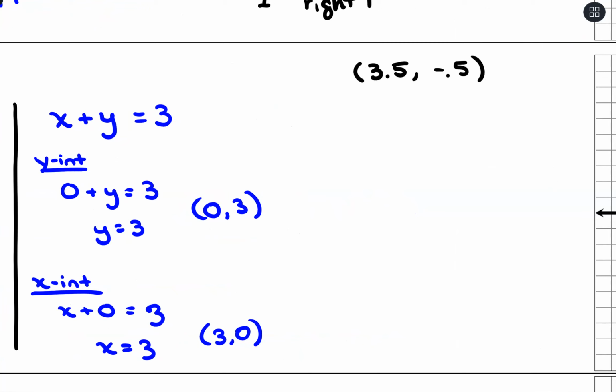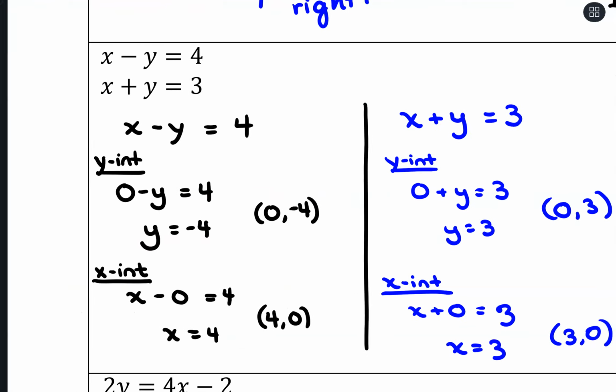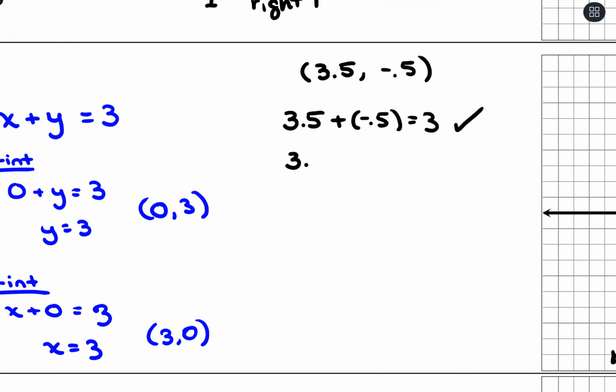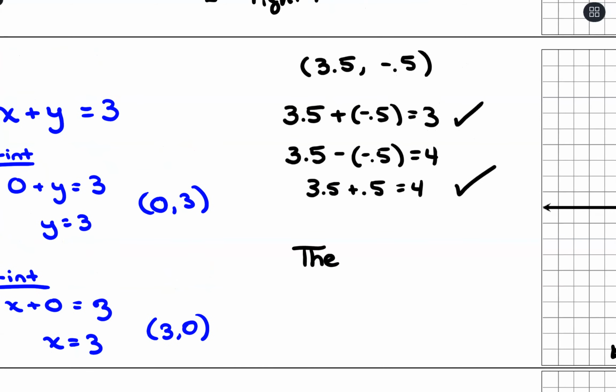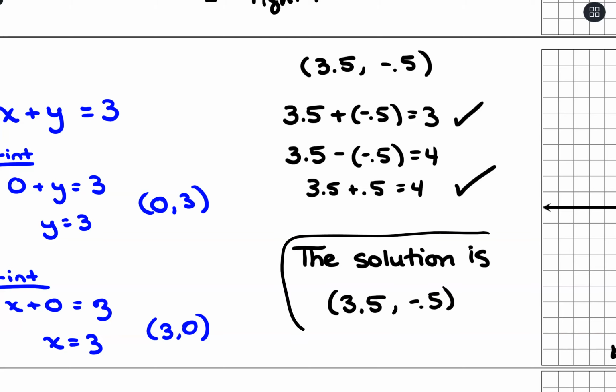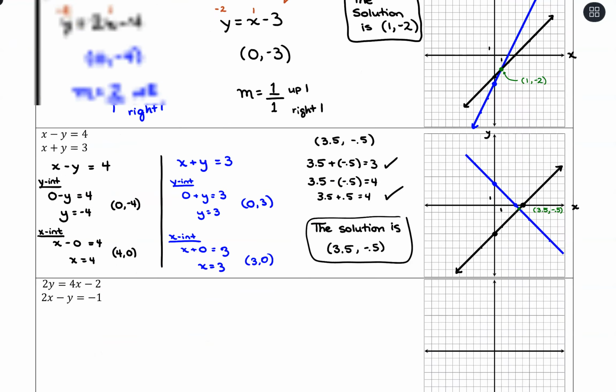So x plus y equals 3. So 3.5 plus -1/2 equals 3. Yup. And then x minus y, 3.5 minus -1/2 is equal to 4, which is 3.5 plus 0.5. Yep. Okay, so that is in fact our solution. So we need to make our statement. So the solution is 3.5, -1/2. All right, and that would be our final answer. We even checked it and it works out perfectly.